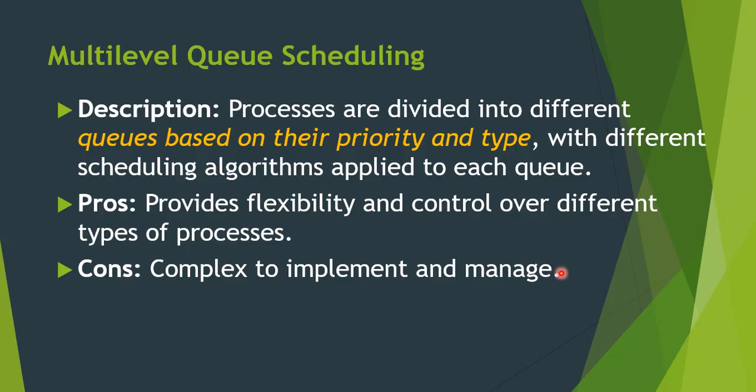Then we have another one called the multi-level queue scheduling. Now here, processes are divided into different queues based on their priority and type, with different scheduling algorithms applying to each queue. Advantages: it provides flexibility and control over different types of processes. The disadvantage is it is complex to implement and to manage.